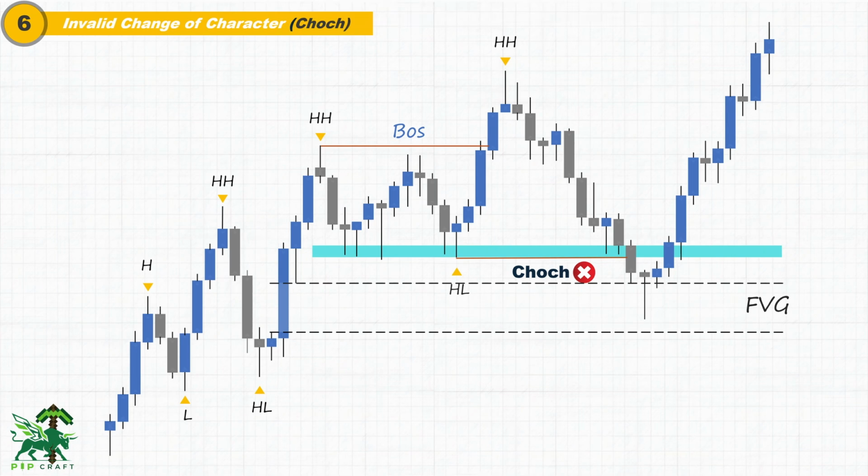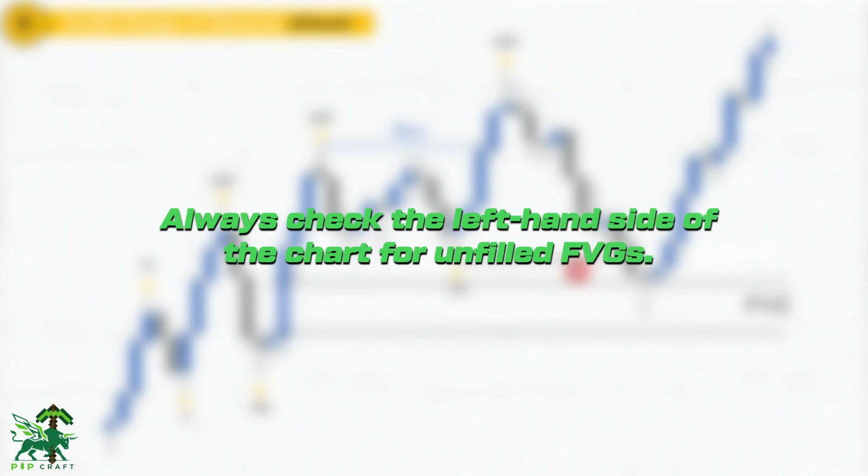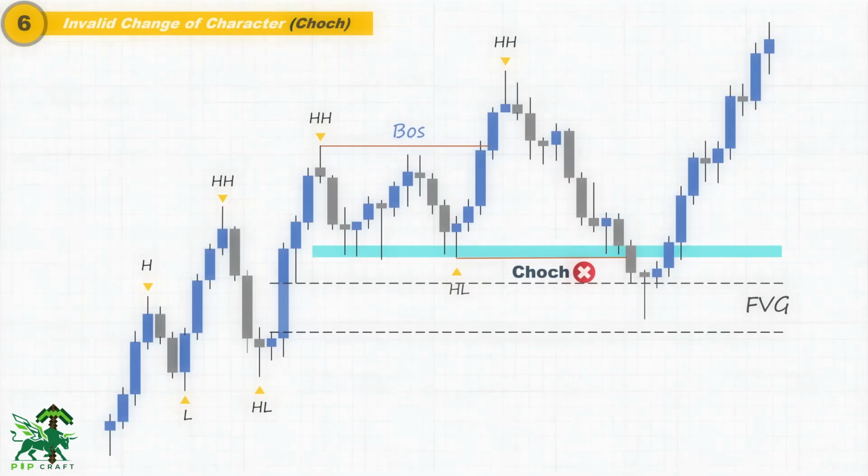This pullback doesn't indicate a true reversal. It's simply the market rebalancing itself. The bottom line? Always check the left-hand side of the chart for unfilled FVGs. This helps you distinguish between a move that's just filling a gap and one that reflects a real shift in market sentiment. By doing this, you can avoid false signals and stay aligned with the bigger picture.